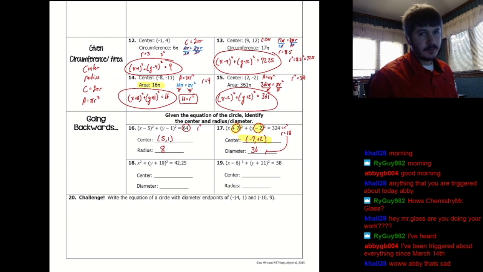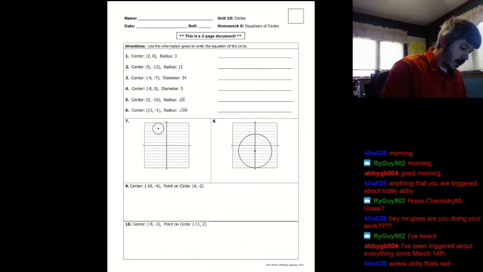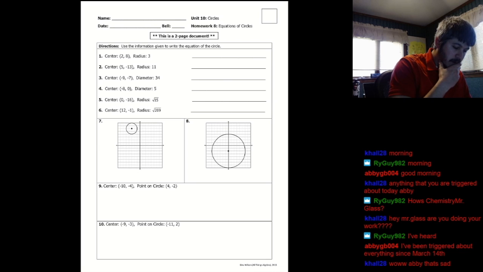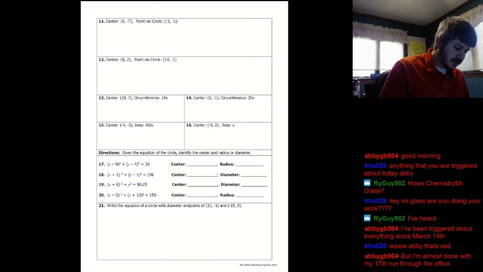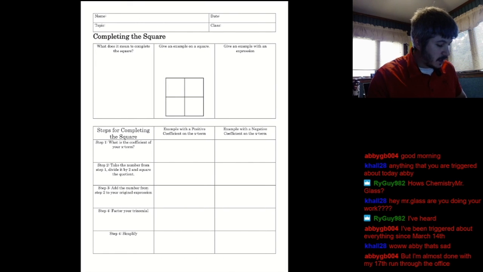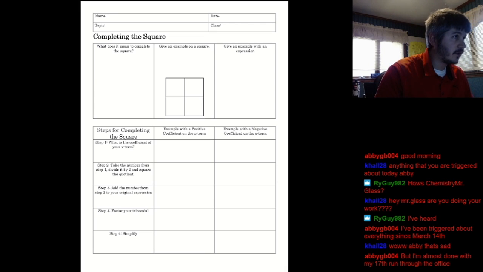But we're going to practice the equation of the circle. And then right after the equation of the circle, I said I would practice this homework page. I actually might change my mind on that, and I might jump right into completing the square. So we'll take a look at that as well.